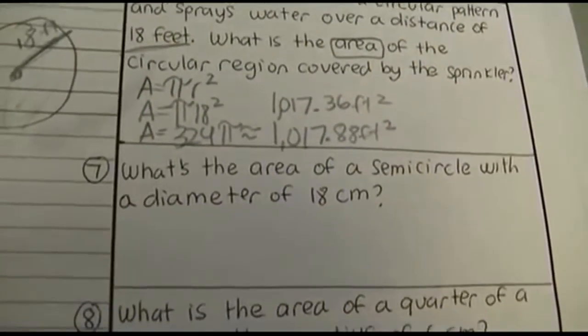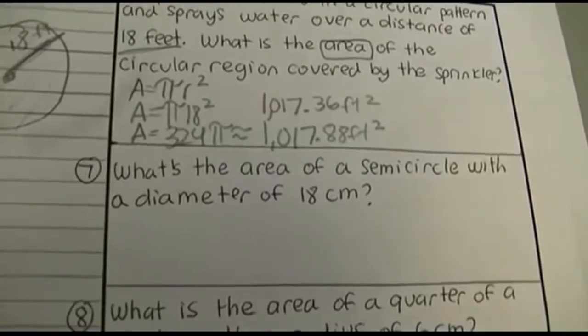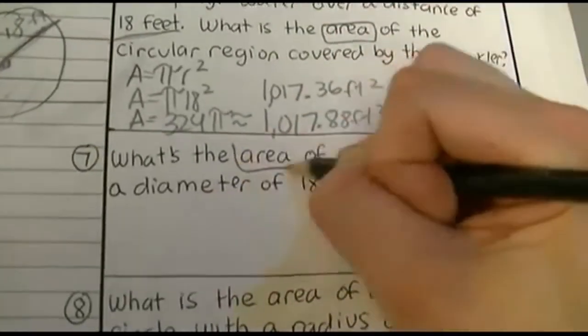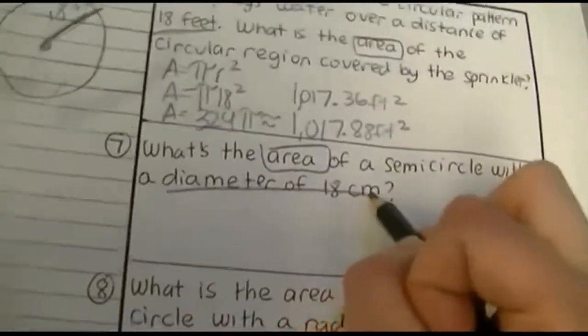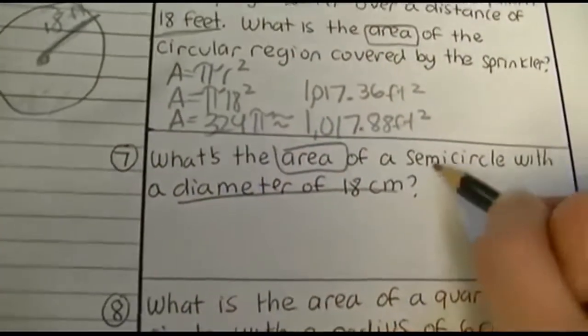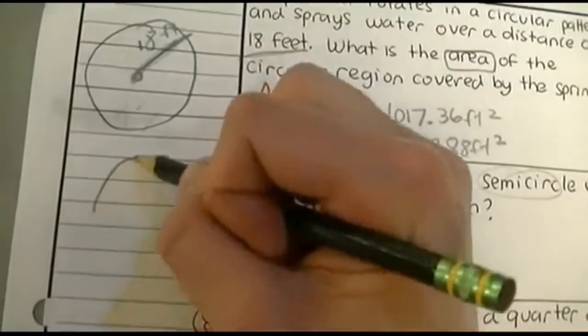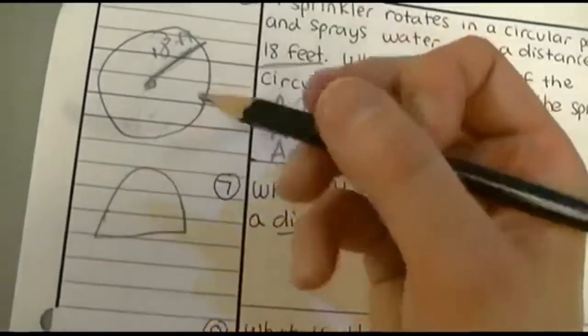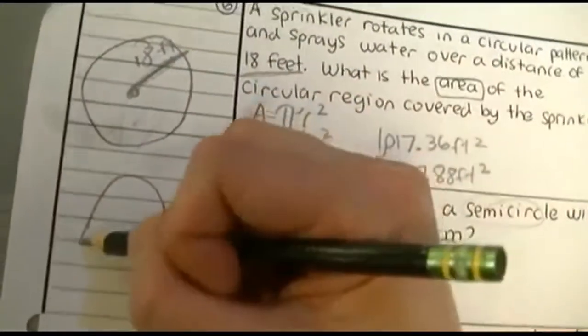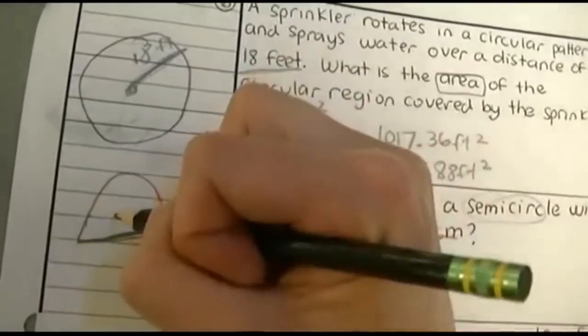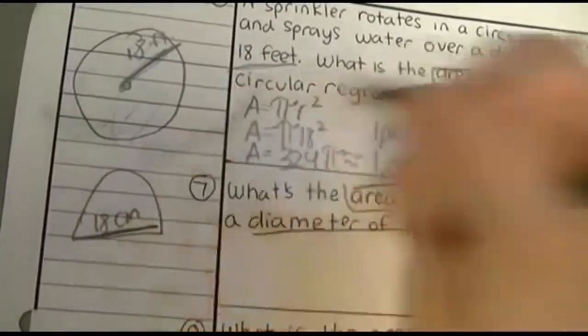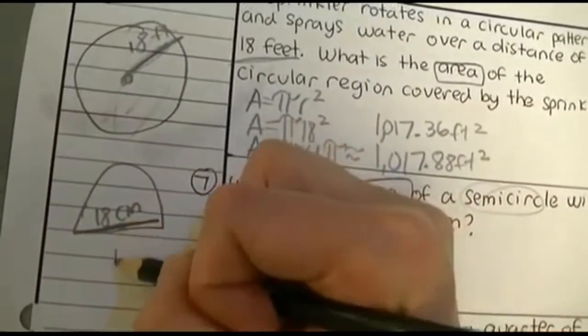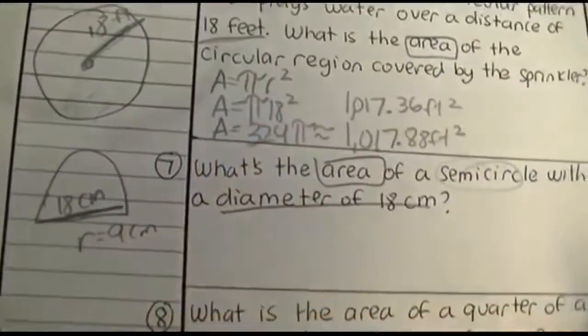Number 7, what's the area of a semicircle with a diameter of 18 centimeters? We're looking for an area. The diameter is 18 centimeters, and it's a semicircle. Okay, so I'm going to draw a sketch of that. And the diameter all the way across, remember diameter, is 18 centimeters. So the radius is equal to 9 centimeters, all right?